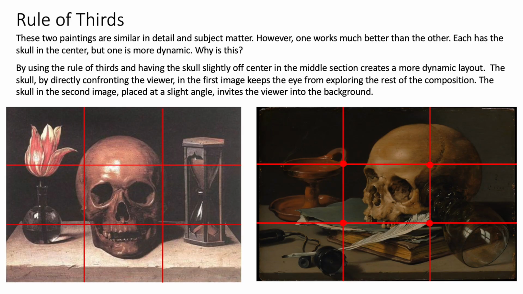These two paintings are similar in detail and subject matter. However, one works much better than the other. Each has the skull in the center, but one is more dynamic. Why is this? By using the rule of thirds and having the skull slightly off-center in the middle section creates a more dynamic layout. The skull directly confronting the viewer in the first image keeps the eye from exploring the rest of the composition. The skull in the second image, placed at a slight angle, invites the viewer into the background.